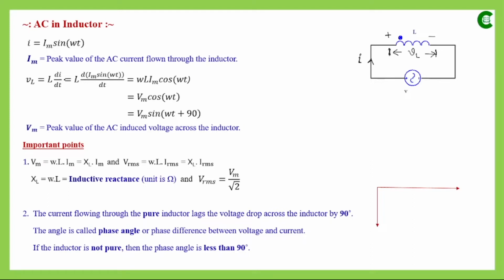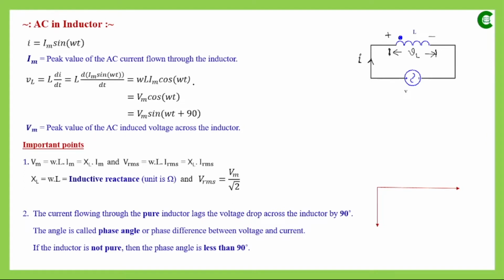So here we have L, and in place of i we have replaced it by the expression Im sin ωt, and we are differentiating it with respect to time. If we differentiate, we finally get this value. Im is constant with respect to t, so it will be L multiplied by Im, and sin ωt, if we differentiate, gives cos ωt, and this ω will come out as per the rule of differentiation. So finally it will be ωL Im cos ωt.